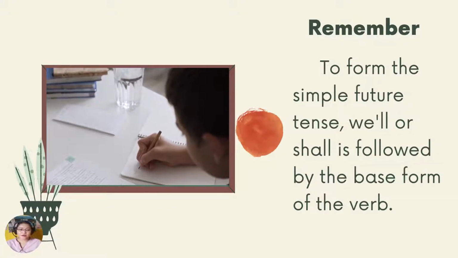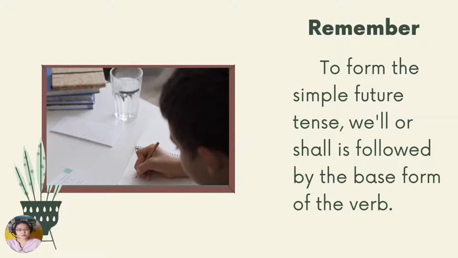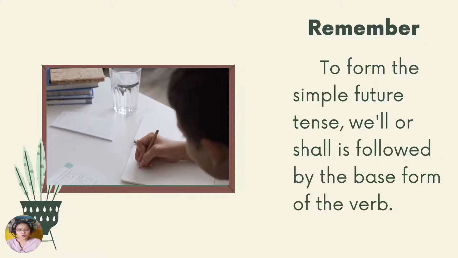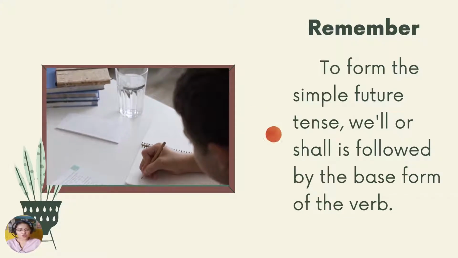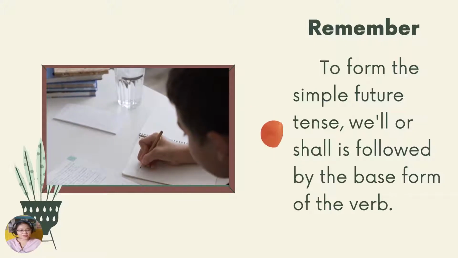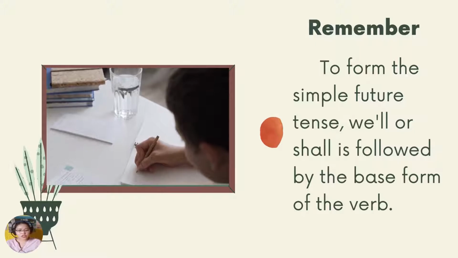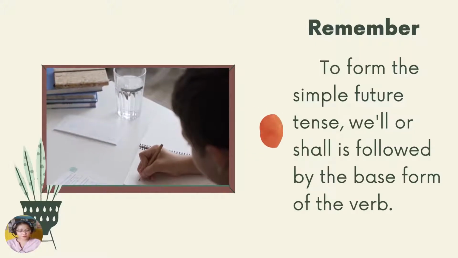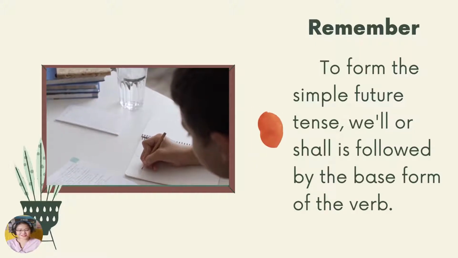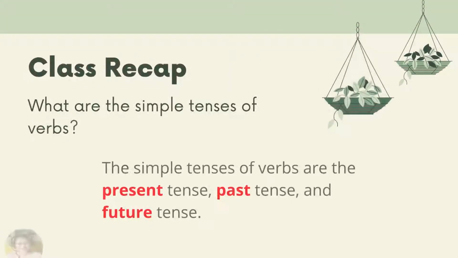So always remember to form the simple future tense with will or shall. I stand corrected, the word is will, W-I-L-L. Will or shall is followed by the base form of the verb. Typographical error only.